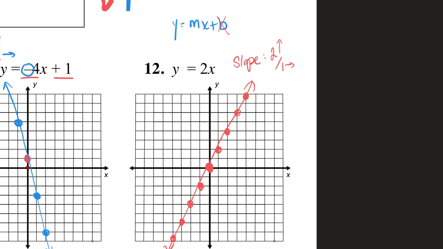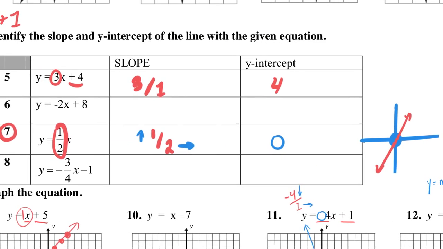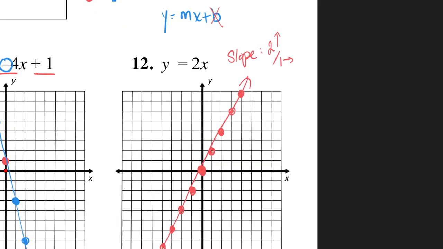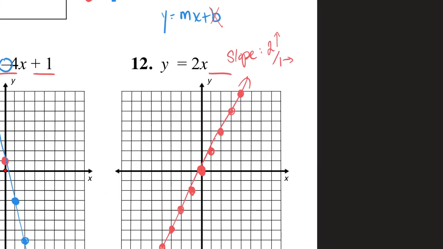So that's what I was talking about earlier up here with this question right here. Just because it doesn't give you a y-intercept, say it didn't give us one, that doesn't mean there isn't one. That means the y-intercept is at 0. Okay, it's at the origin right here.